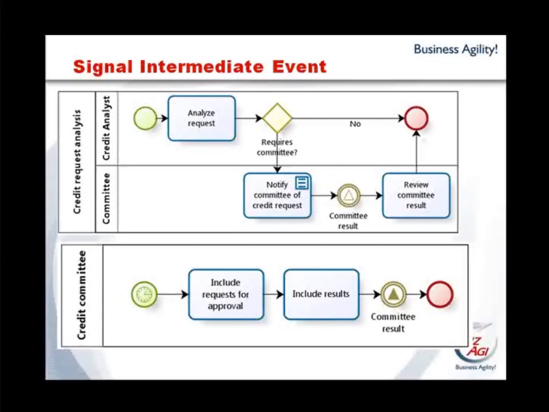The signal intermediate event is used to send or receive signals. The difference between these and messages is that signals do not have a defined destination, nor are they solitary. A process can send the signal, and many processes can receive it. This can trigger many processes.